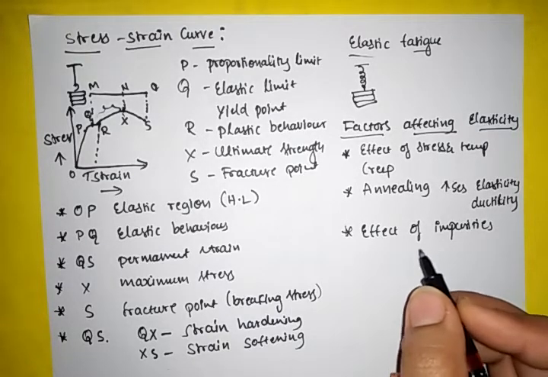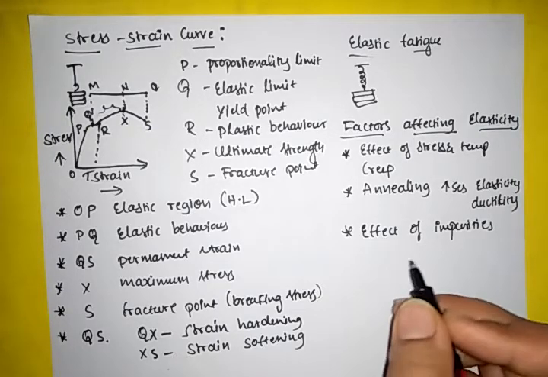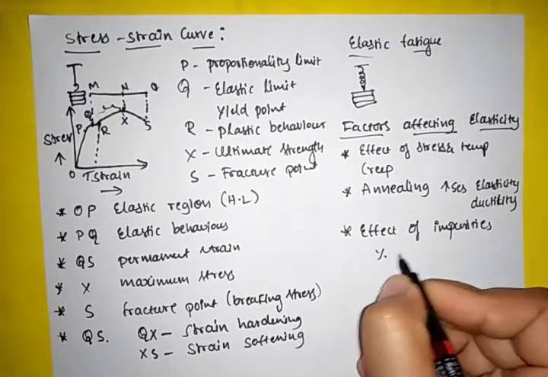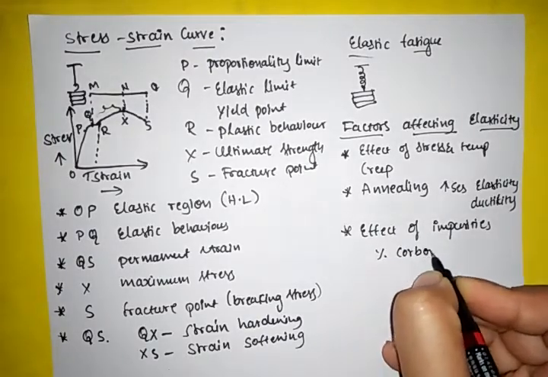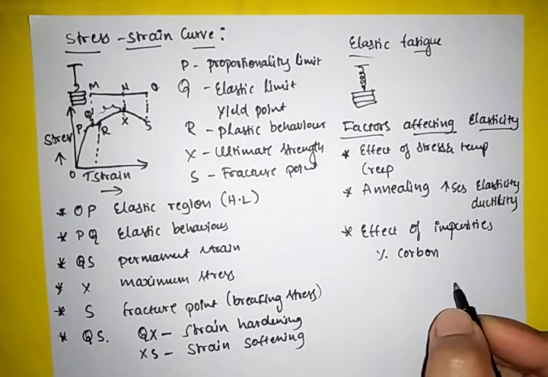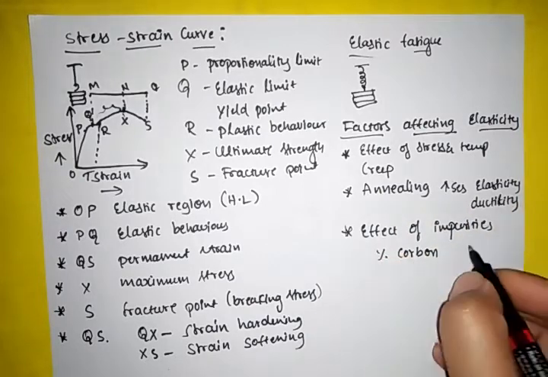Adding carbon makes steel stronger and more elastic. The elastic property of steel depends on the percentage of carbon in it. Right? On the other hand, the impurities added to the material may result in cracks.